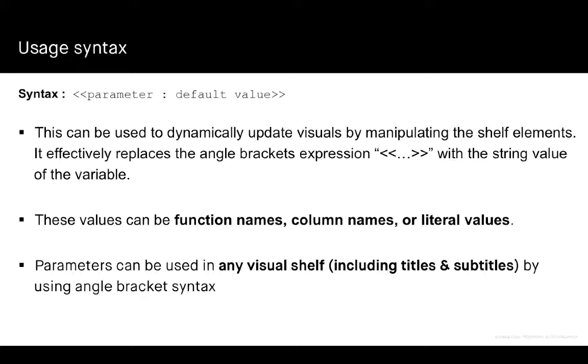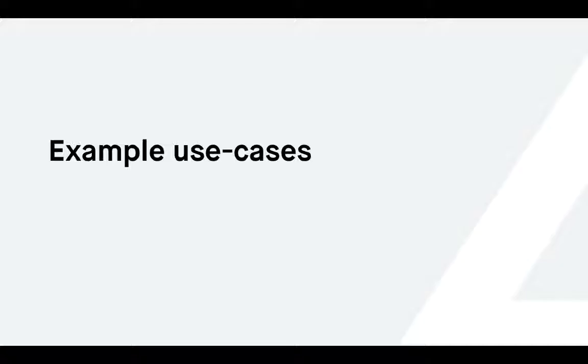What's really nice is that the values that come from these parameters can be almost anything. They can be function names, they can be column names, they can be literal values, and they can be applied to any visual shelf, including the titles and subtitles of the visuals themselves. Okay? So again, it's a very powerful feature, and let's jump into some example usage of this.